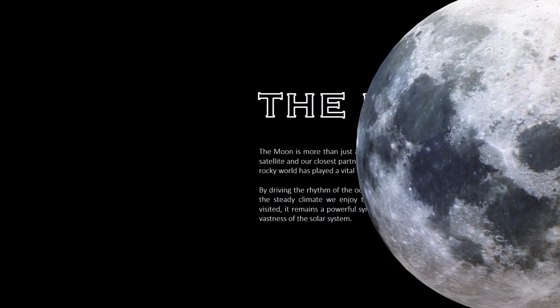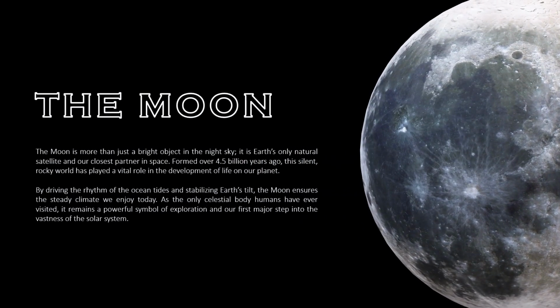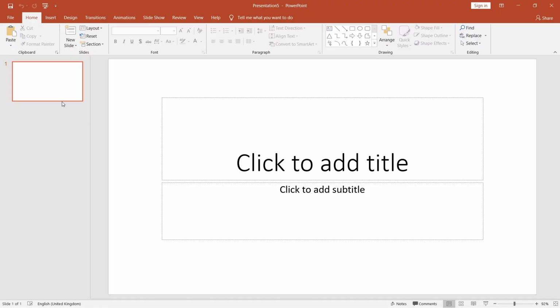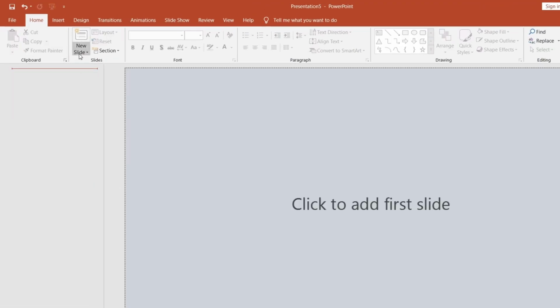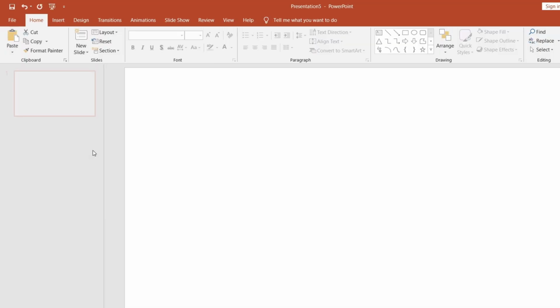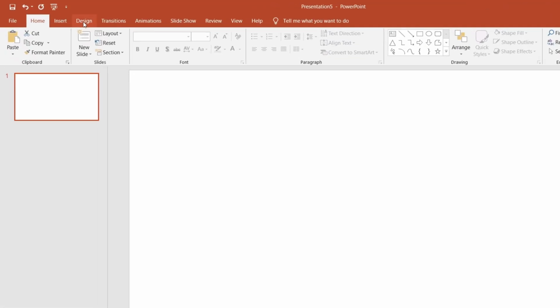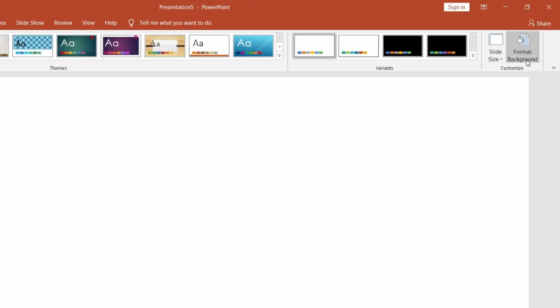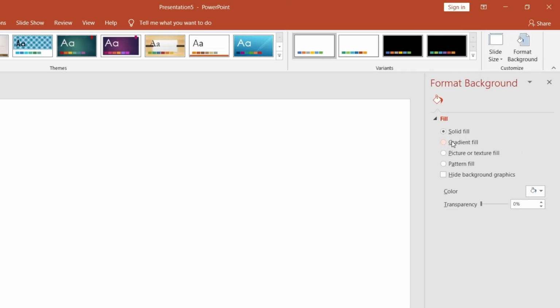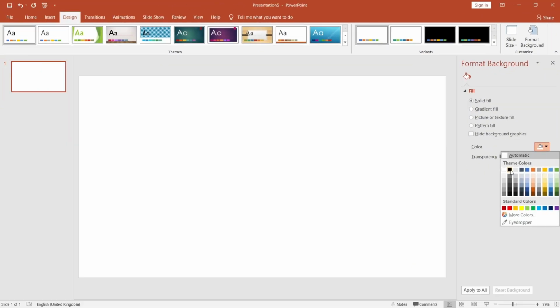In today's video, I'm going to show you how to create this modern PowerPoint slide using 3D models. First, let's start with a clean slate. Delete the current slide and insert a new blank slide. Next, go to the Design tab and select Format Background. Under the Solid Fill options, change the color to black to create that deep space look.